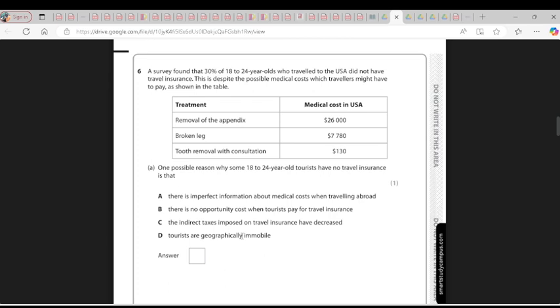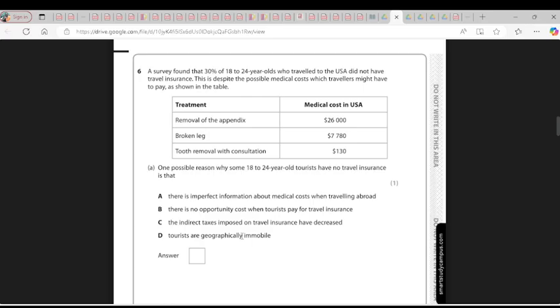B, they said there's no opportunity cost when tourists pay for travel insurance. There's opportunity cost, so it's not B. The indirect taxes imposed on travel insurance have decreased. No, it's not an indirect tax. It's an insurance. Tourists are geographically immobile. If they are geographically immobile, they shouldn't be moving.